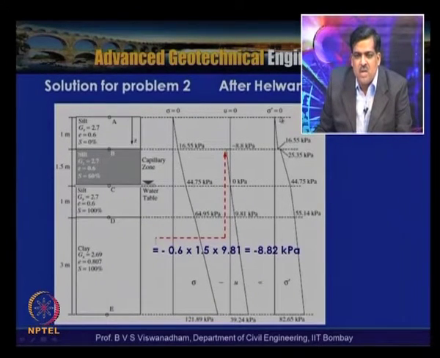So when we draw the effective stress diagram, here it is 0, and just above B the ordinate is 16.55 kilopascals, just below B it is 25.35 kilopascals, and then at this point 44.75, because the pore pressure at this point is 0. So what we have is the total stress minus pore water pressure: it is 44.75 and 55.4, and then here it is 82.65 kilopascals.